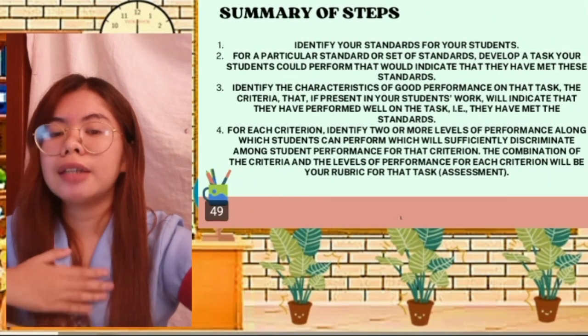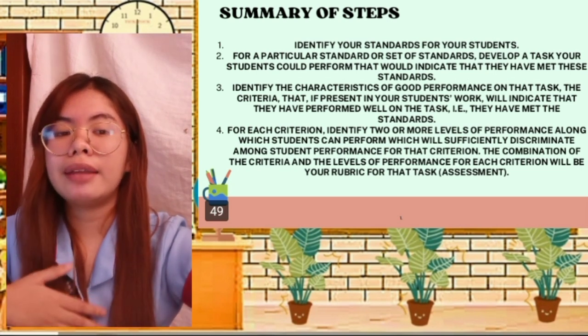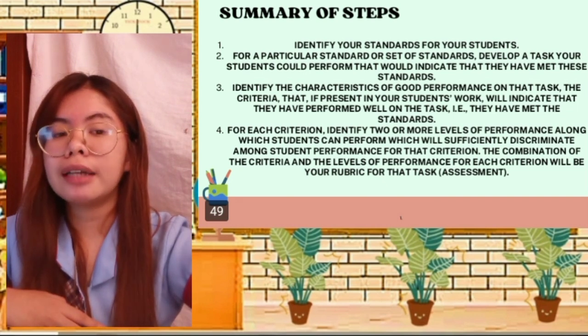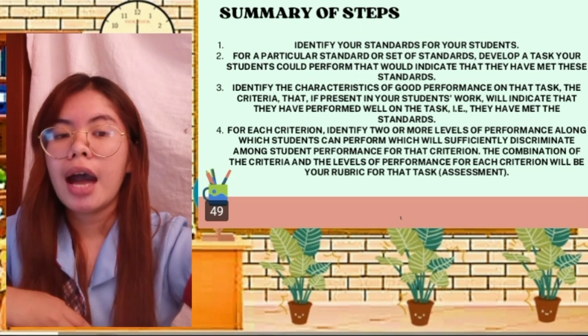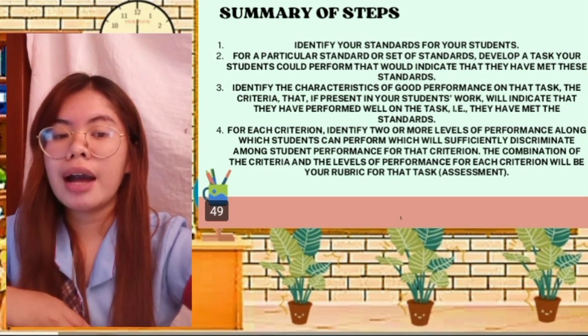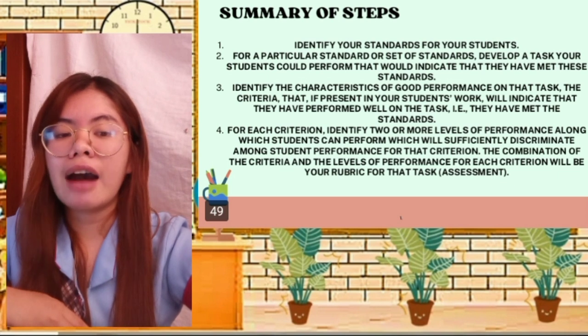So here is the summary of all of those steps. To sum it up, the first step is to identify your standards for your students. Second step, for a particular standard or a set of standards, develop a task your students could perform that will indicate that they have met the standards. And for step 3, identify the characteristics of a good performance on the task, the criteria that, if present in your students' work, will indicate that they have performed well on the task and have met the standard.